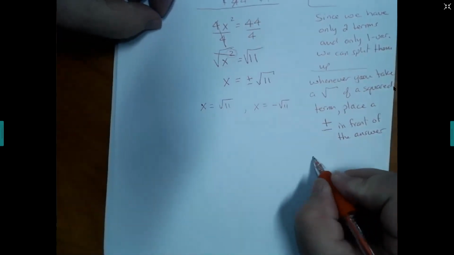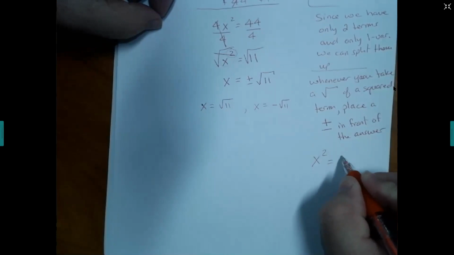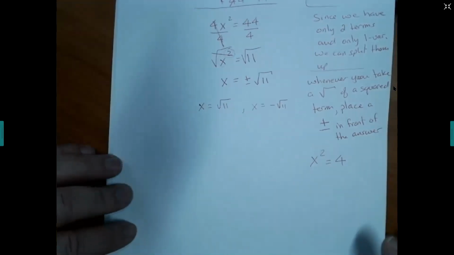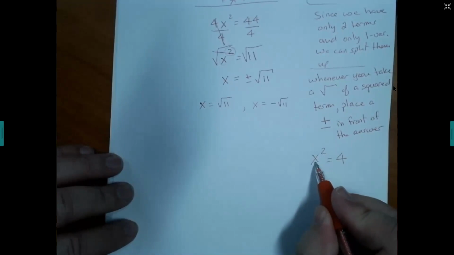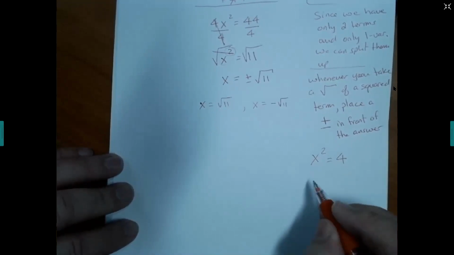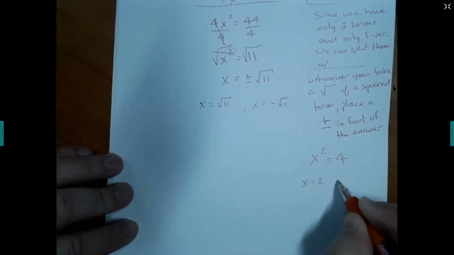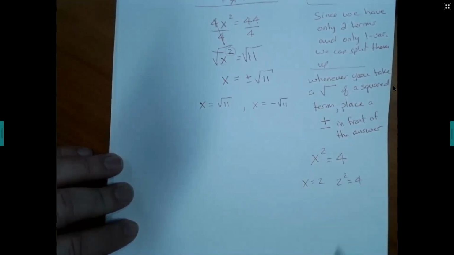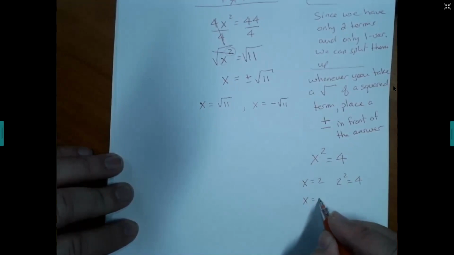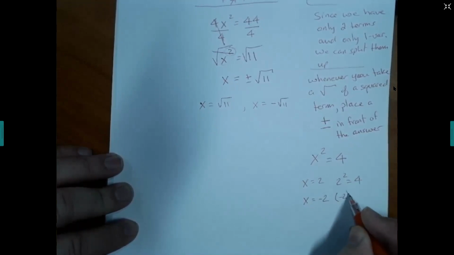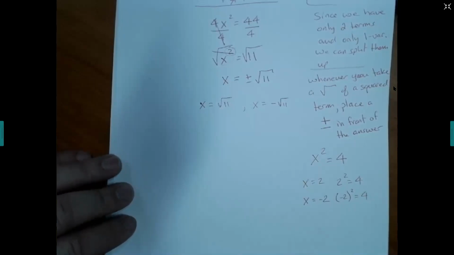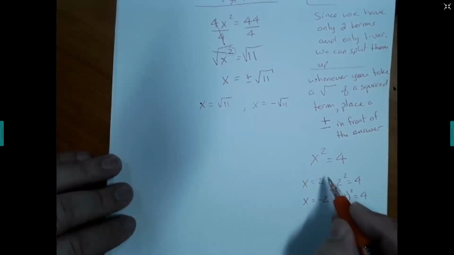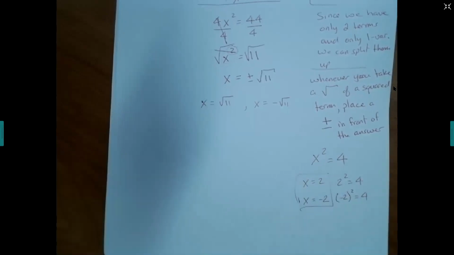Now let's show you why. If I said x squared equals 4, what can I put inside there to make it a true statement? I could say x equals 2. 2 squared equals 4. I can also say negative 2. Negative 2 times negative 2 is positive 4. So we have our 2 answers. So whenever you square root a squared term, the answer is a plus or minus.